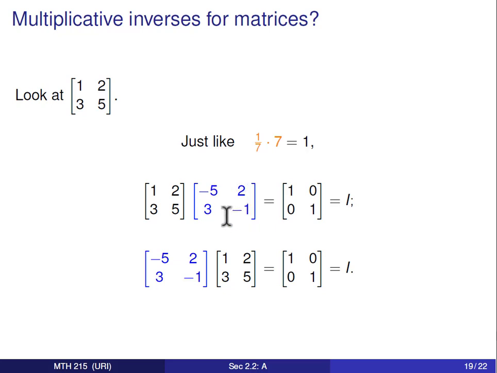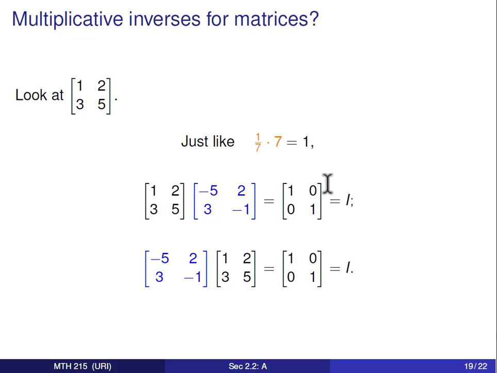Now, I haven't explained where this came from, but just take a look at these facts. If you do multiply 1, 2, 3, 5 by that matrix, you should get 1, 0, 0, 1. Whether you multiply the matrix in blue on the right or on the left, in each case you get out the identity matrix. Remember, the identity matrix has a diagonal of 1s and then 0s everywhere else. And that's what we have here.